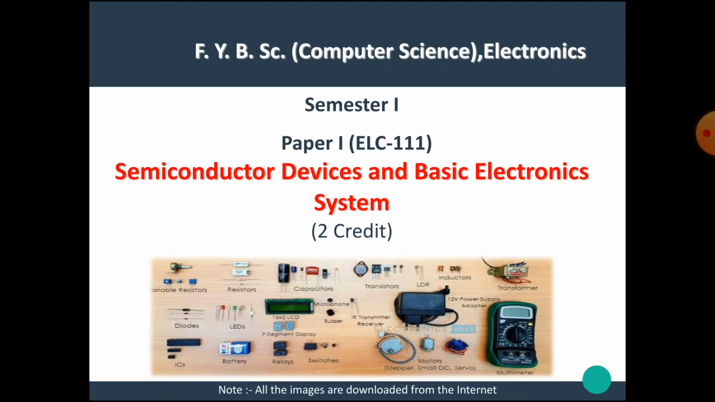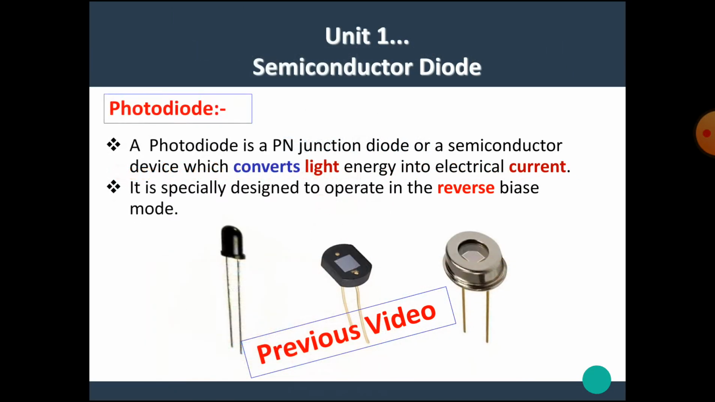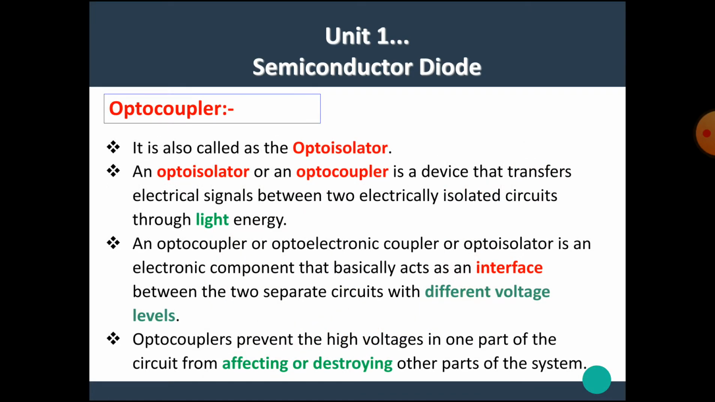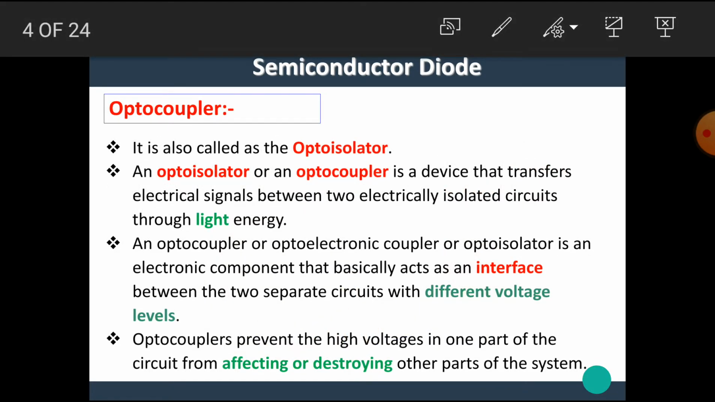In the previous video, we have seen the details about the photodiode. In that video, we have seen the operating principle of the photodiode, the advantages, disadvantages and applications of the photodiode. The link of the previous video is available in the description box. Please check it. Now, in this video, we are going to see the concept of the optocoupler.